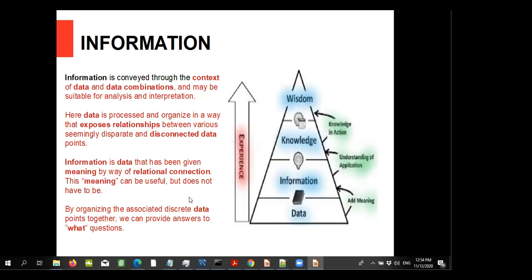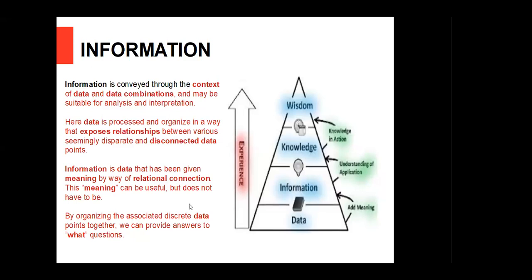So here, data is processed and organized in a way that exposes relationships. That's something we're about to talk about: relationships. Hold that word, it is very key. Relationship: how is data related? For some of you who are doing machine learning, you have a lot of rows and columns. You need to understand the relationships between those columns. You'll find out that some relationships are explicit, some are implicit, and some are artificial. We don't even know whether they are related. But relationship is very, very, very important.